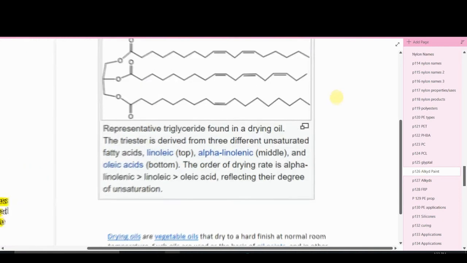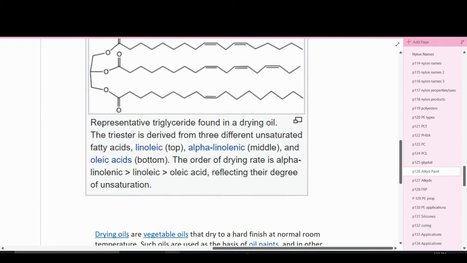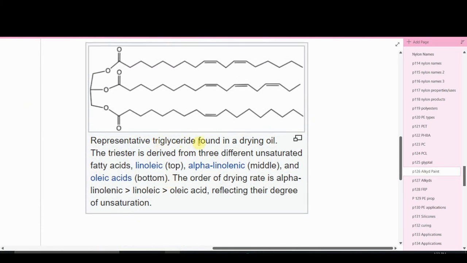Let's see, this fall in the picture here. A representative triglyceride from a drying oil. It's a triester. This triester is derived from 3 different unsaturated fatty acids. Linoleic on the top, alpha-linolenic in the middle, and oleic at the bottom. The order of drying rate is alpha-linolenic to linoleic to oleic. Now, I didn't know anything about alpha-linolenic. I just know that the more pi bonds you have, the more it will cross-link, and therefore the better a drying oil is.